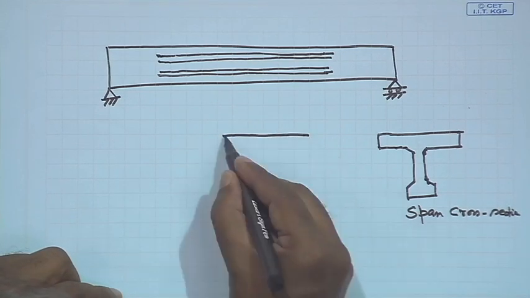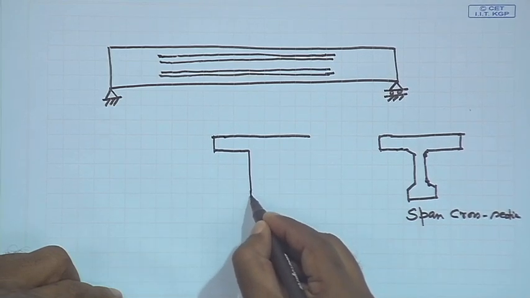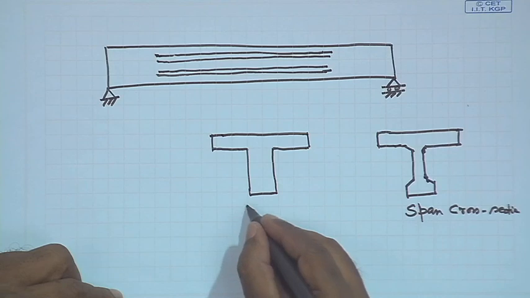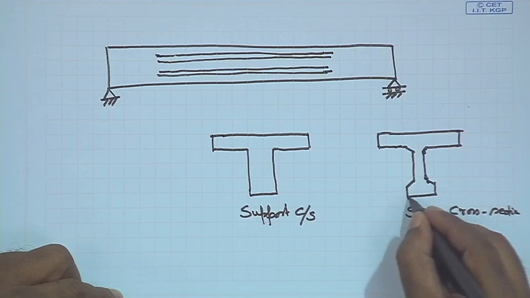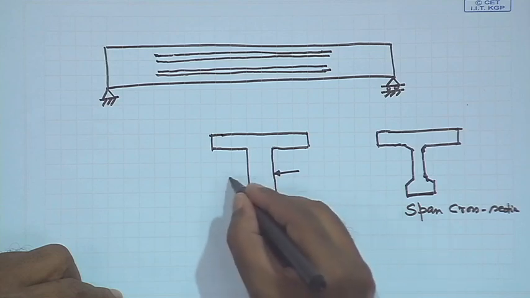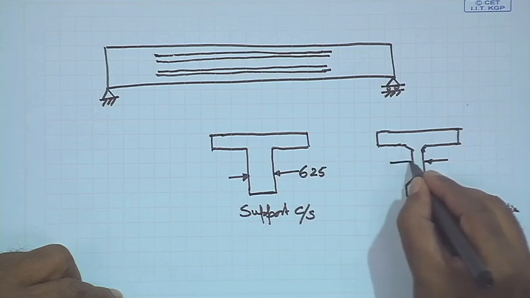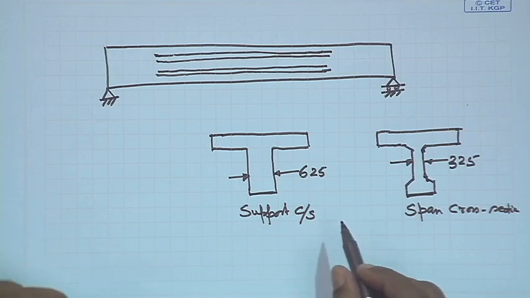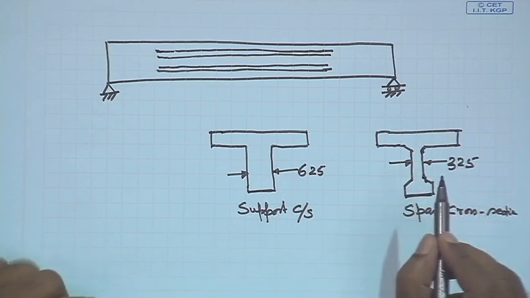whereas this is the support cross section. So, this width and this width are the same. Generally it happens, say for example, this one comes in the range of 625, this one say 325. In old bridges you will find 350, 650 like that, and nowadays we generally find this particular one in this particular fashion.